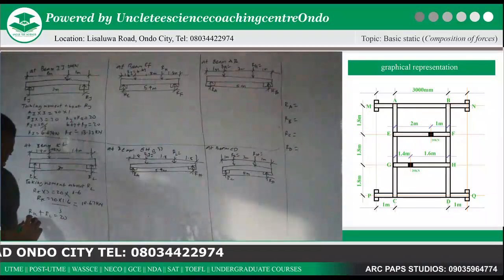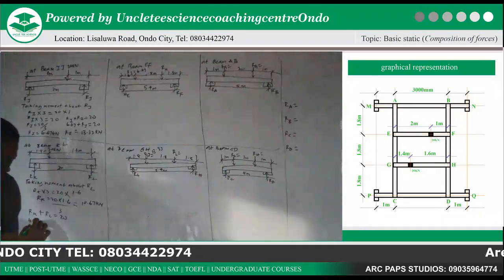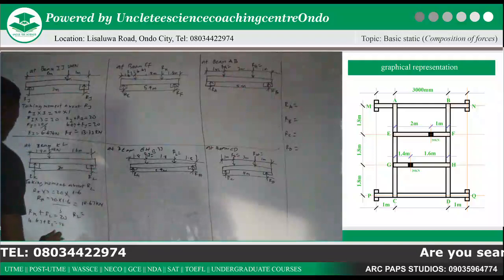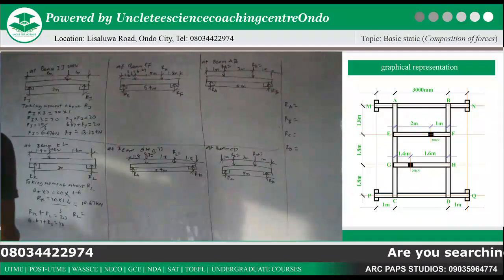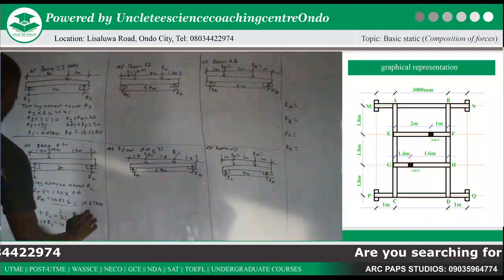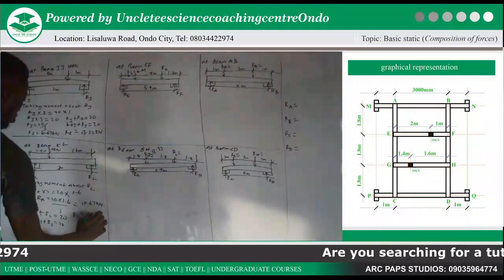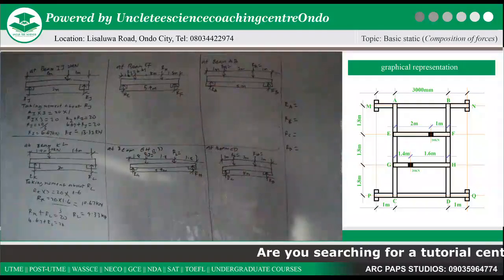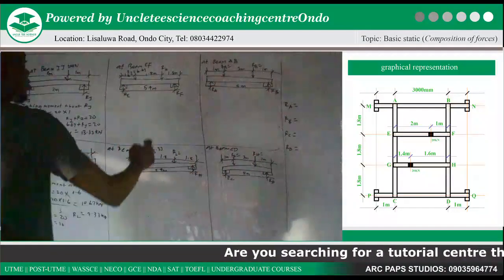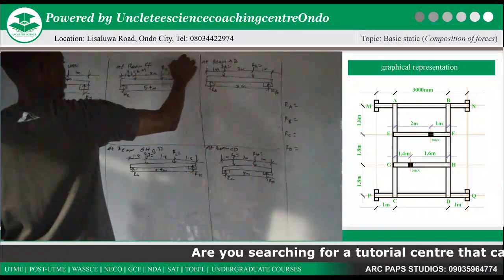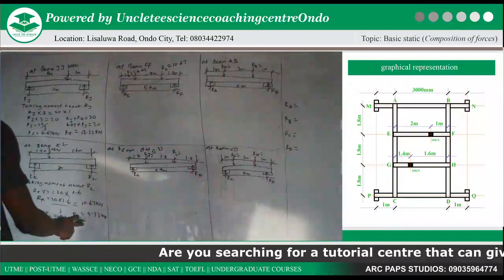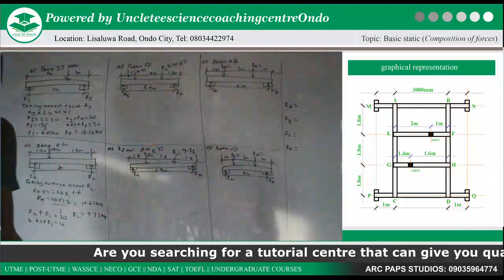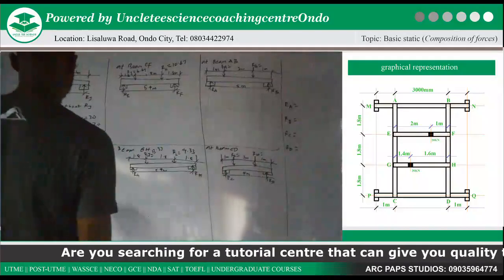Now, applying your total upward forces, RK plus RL will give us our total downward forces, 20. So it means that 10.67 plus RL is equal to 20. It means our RL will give us 20 minus 10.67, which is 9.33 kilonewton. Now we have gotten our RK to be 10.67. We have gotten our RL to be 9.33. Okay, now let's go to beam EF.